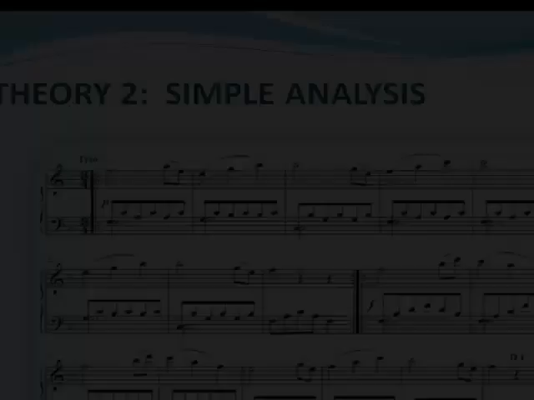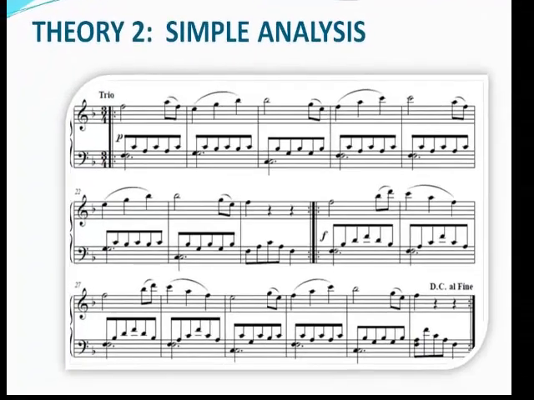Let's examine this passage. First of all, what key is it in? It's in the key of F major. Can you find and label a cadence? Here we find a perfect cadence. What does DC al fine mean? It means go back to the beginning, da capo, and play until you see the fine sign. Can you find and label a one chord? Can you find a perfect unison? It's right here.